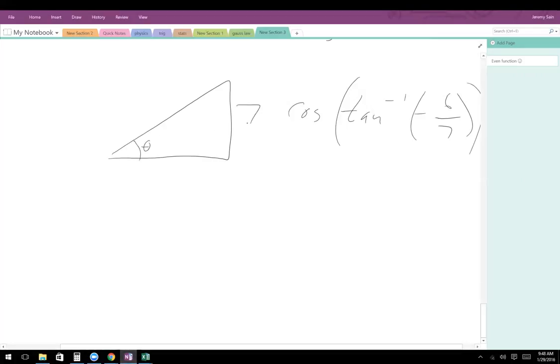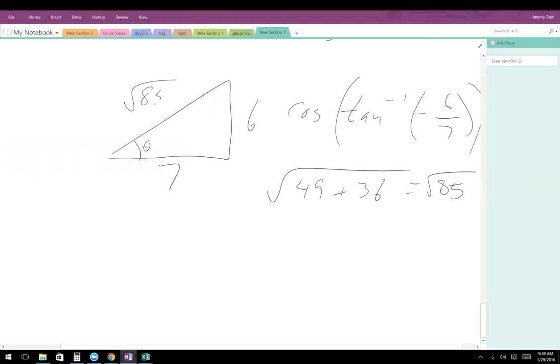So I want that one to be my y and that one to be my x. So Pythagorean theorem, square root of 49 plus 36. That's 85. Is there a square that goes into 85? No, so that's as simple as we can get it. Now we want cosine of that. Cosine would be adjacent over hypotenuse.